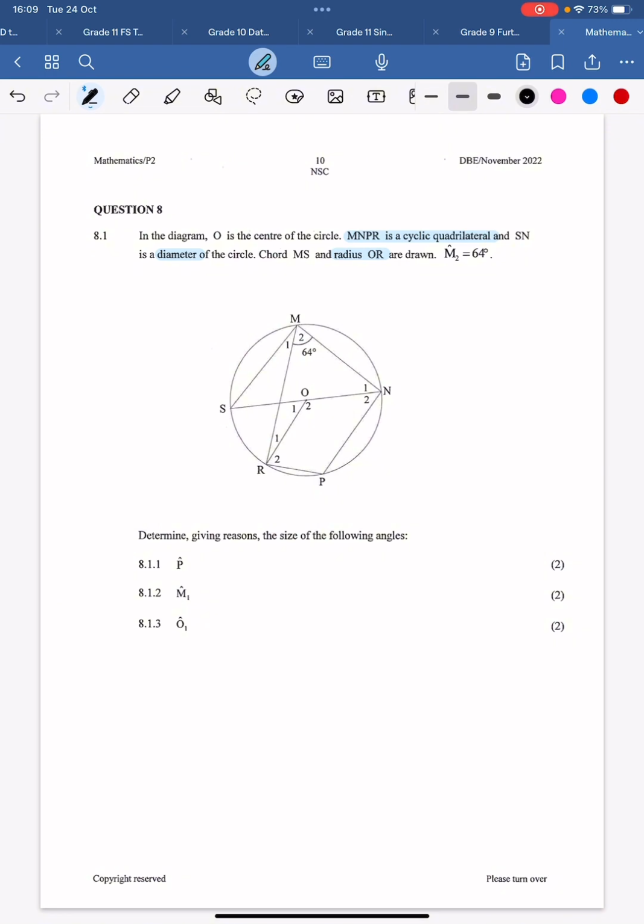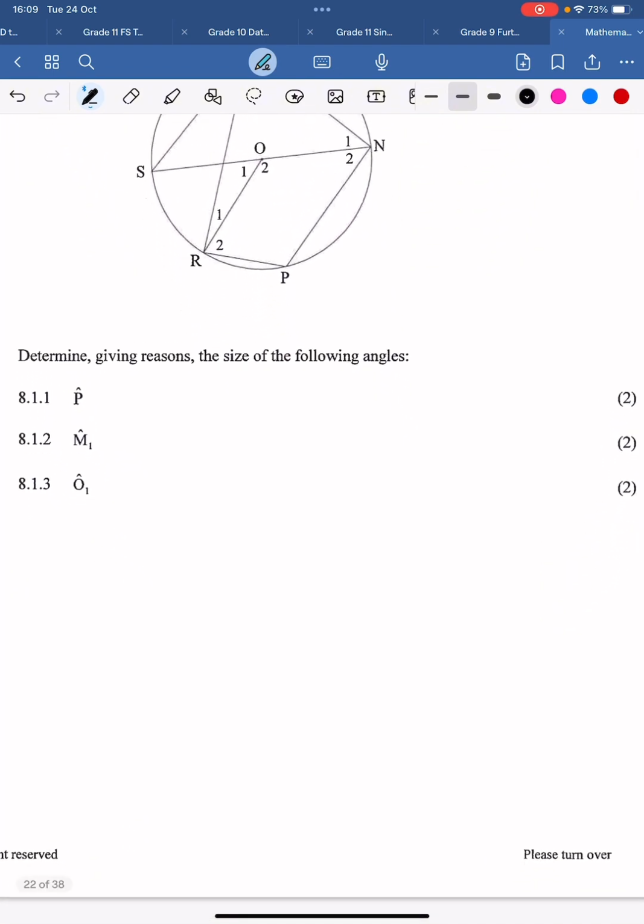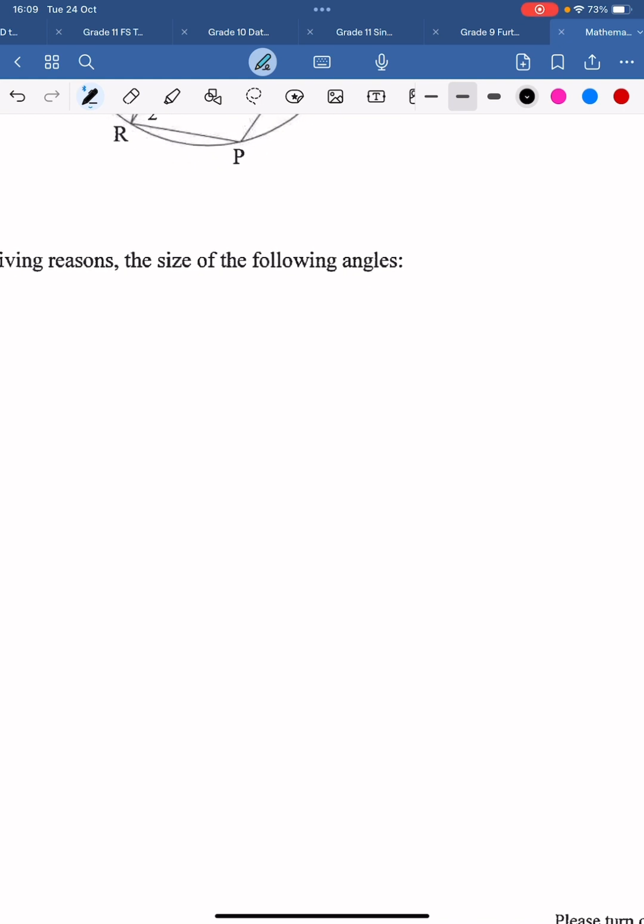And then they're telling us that angle M2 is 64, which we can see on the picture. It's important that you read through this carefully because sometimes there is information given here but not on the picture. Now, if you followed me on TikTok for a while, you have probably seen, I'm actually going to just zoom in here so that I have a big white space that I can write on.